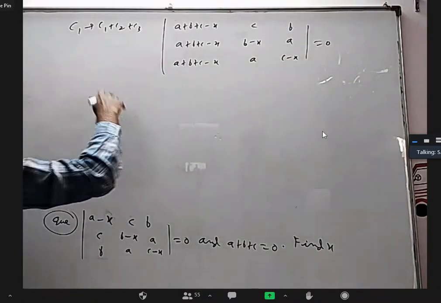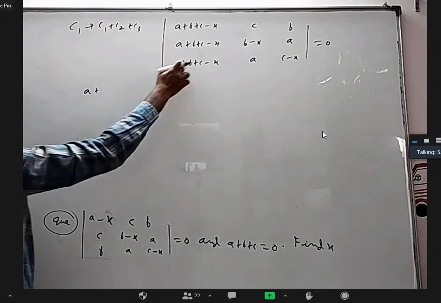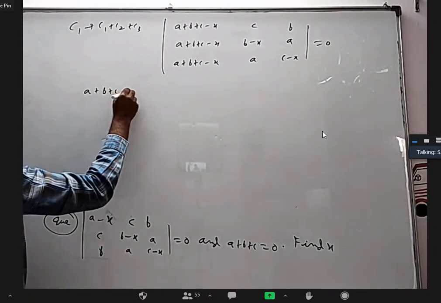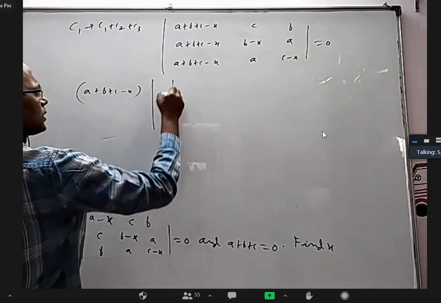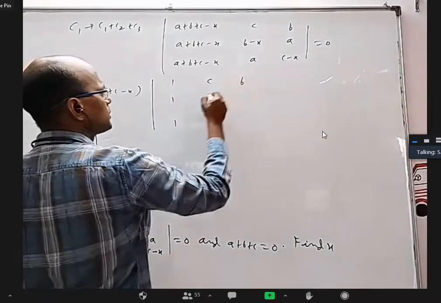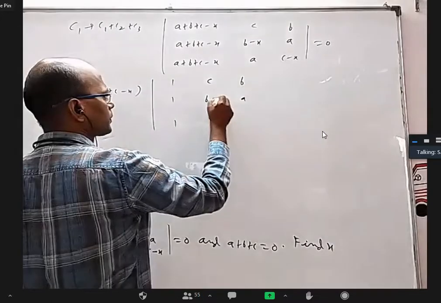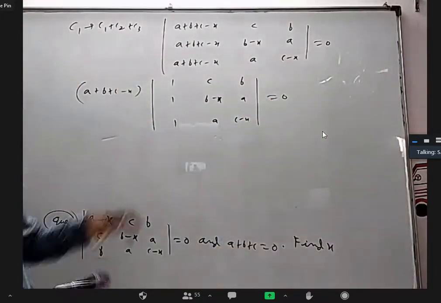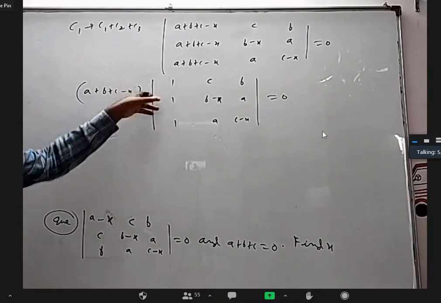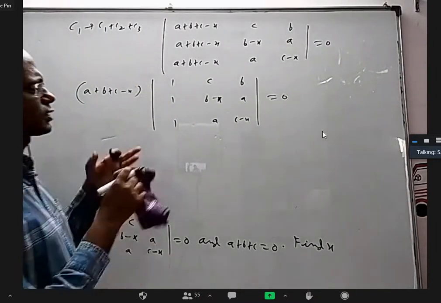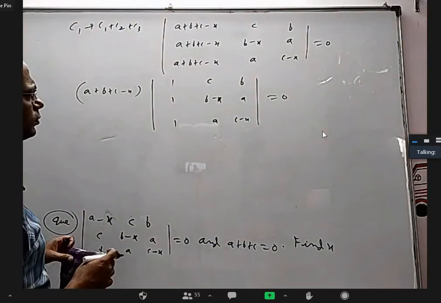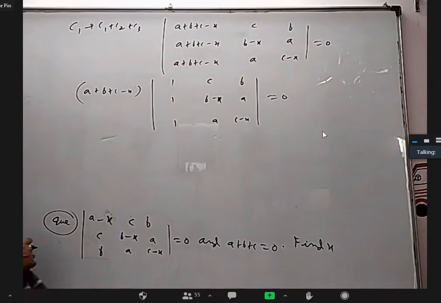I don't think it will help so much to subtract the rows to get zeros. First of all, let me take common here. I can write a plus b plus c as 0, they gave. I'll substitute later. A plus b plus c minus x I'll take common. I'll get 1, 1, 1, then c, b, b minus x, a, c minus x equal to 0. Even though whenever 1, 1 is there, our standard procedure is subtract and get zeros, here I don't want to do that. I just want to expand directly. You can, after subtracting, also expand, not a big issue. Either way, it should be the same.